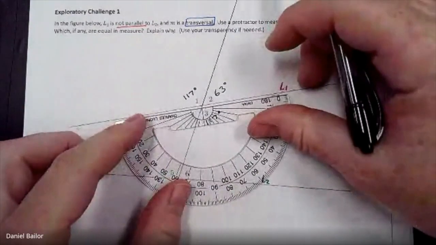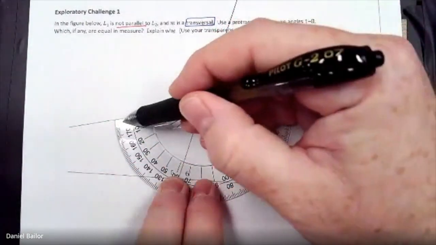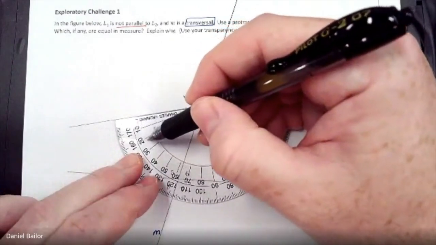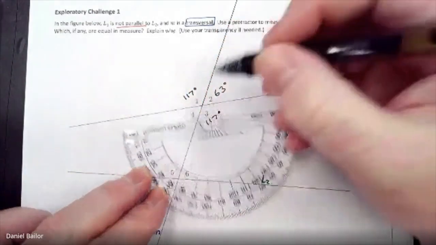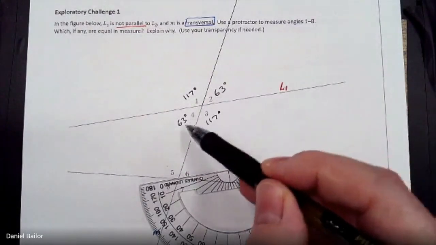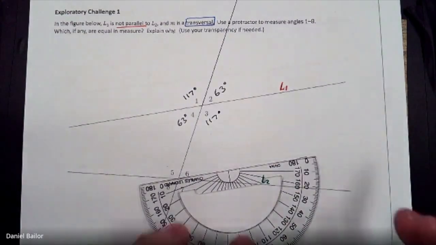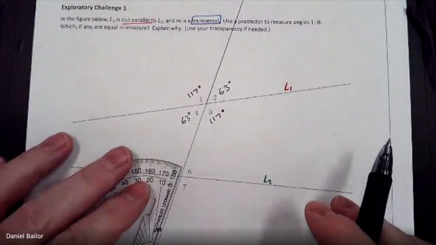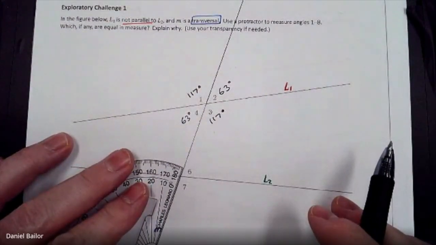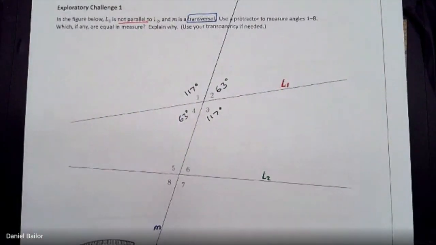Well, let's check angle 4. I'm going to put it right there. I'm going to start with 0 on this side. Count up 10, 20, 30, 40, 50, 60, 63 again. That is quite a coincidence. 117, 117, 63, 63. I'll give you a hint. It's not really a coincidence. It's actually showing you one of the first rules we learned. But let's see what happens when we do measure angles 5, 6, 7, and 8.